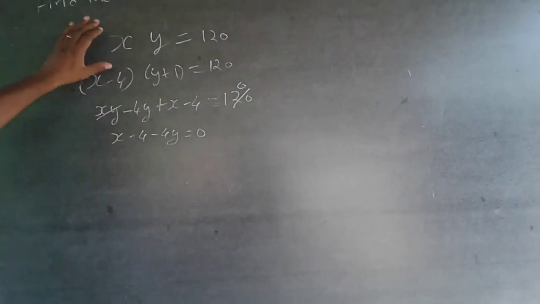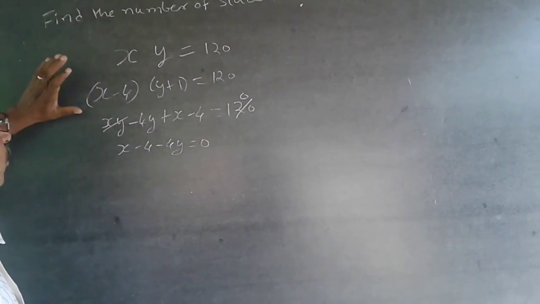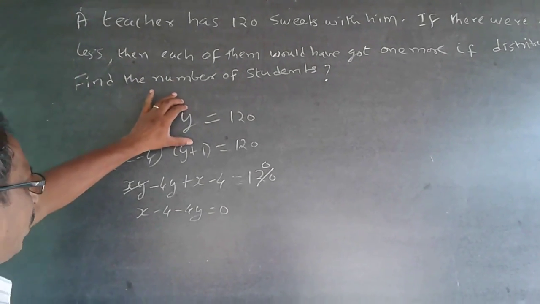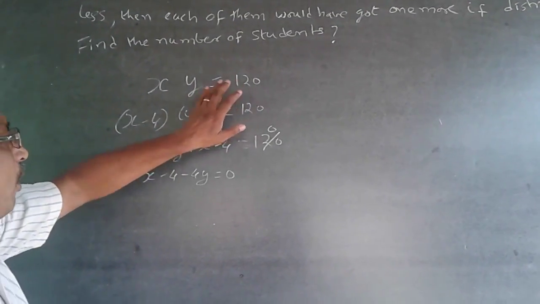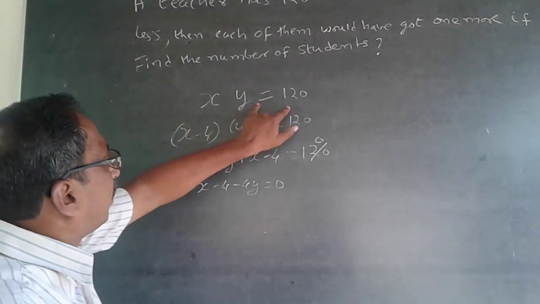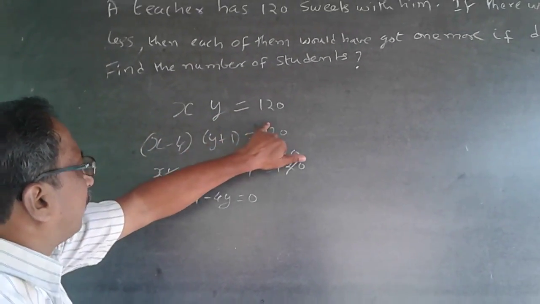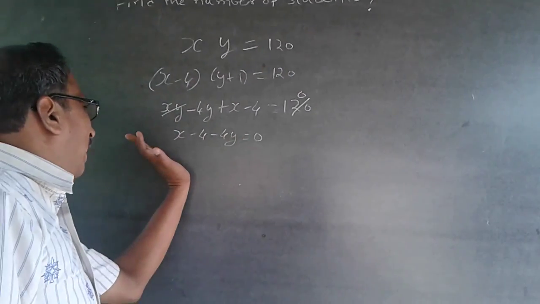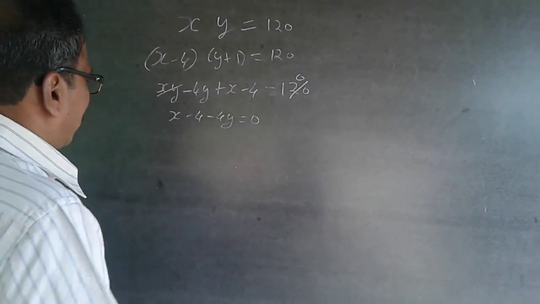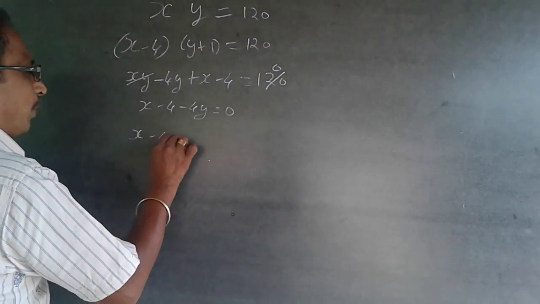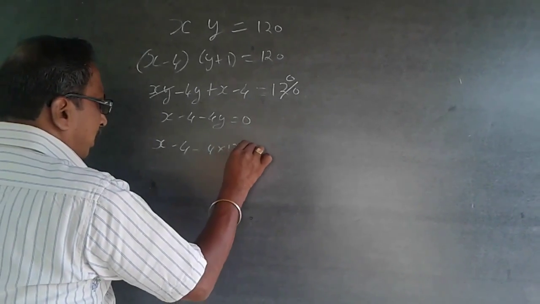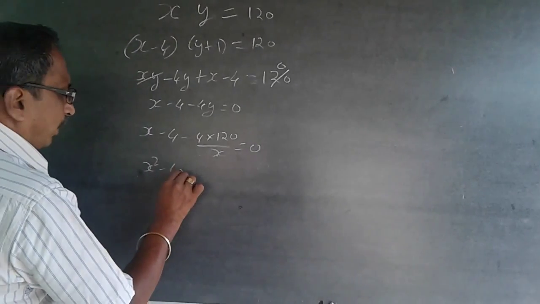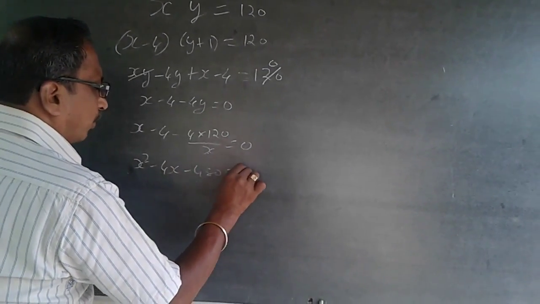So now what you have to find out is x. So focus only on the variable that is required as far as the question is concerned. So y we don't want. See, x is equal to 120 by y, or y will be equal to 120 by x, because xy is 120. Because I want only x, I will consider y as 120 by x. So this will be x minus 4 minus of 4 into 120 by x will be equal to 0, or x square minus 4x minus 480 will be equal to 0.